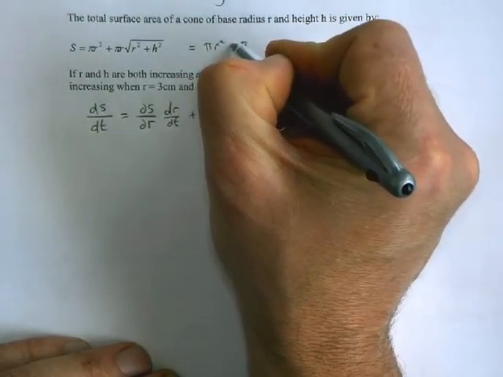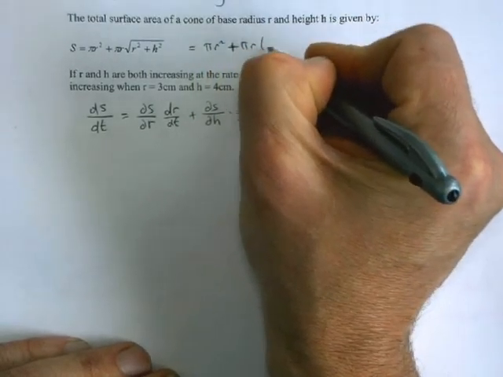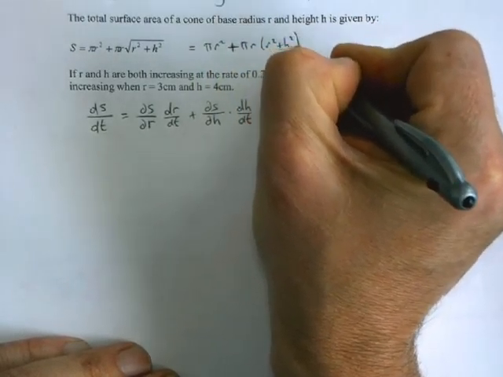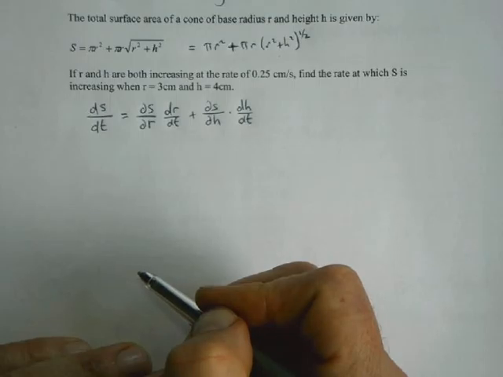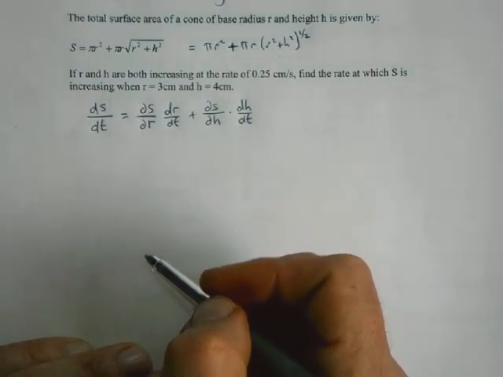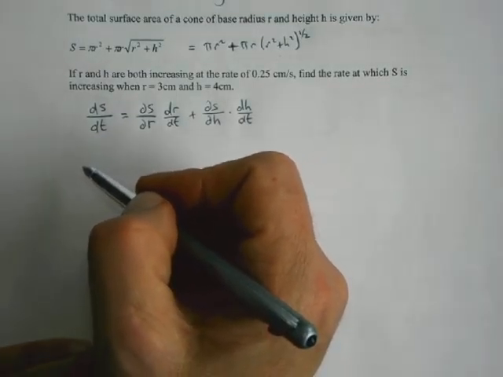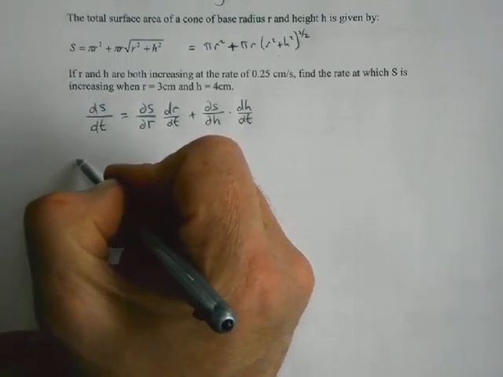So let's write that as, oops, that should be a plus, pi R, and we'll write this as R squared plus H squared to the power of a half. This makes it a little bit easier to differentiate, I'm sure. Okay, so what have we got here? Let's jump in and do some differentiation.